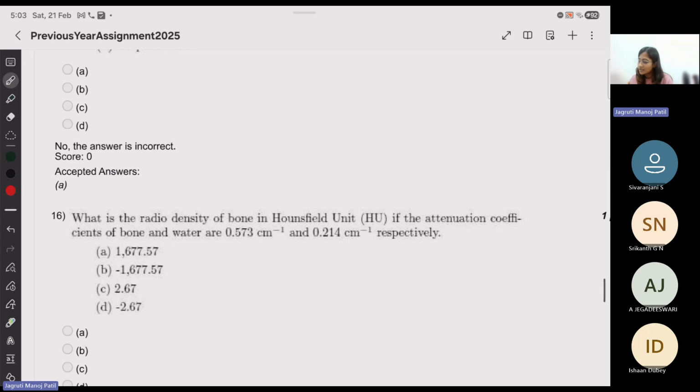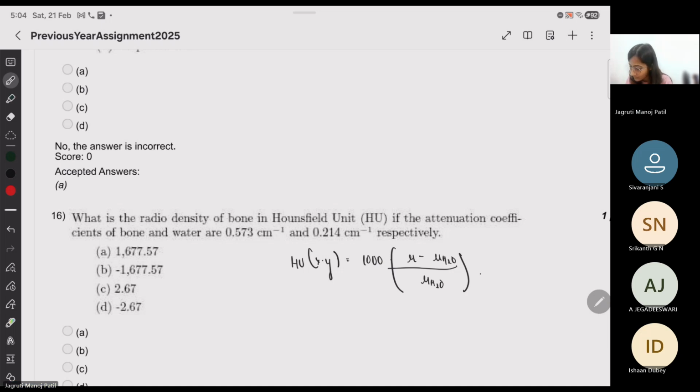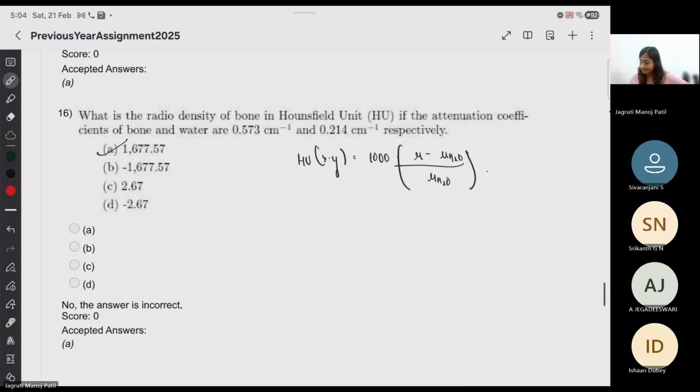What's the radio density of bone? This is something you might have failed to calculate. If the attenuation coefficients of bone and water are given, you know how to calculate the Hounsfield unit of radio densities. The formula is 1000 times the attenuation of the tissue we are interested in minus that of water, divided by that of water. It's option A. Everyone on the same page? Yeah, option A.